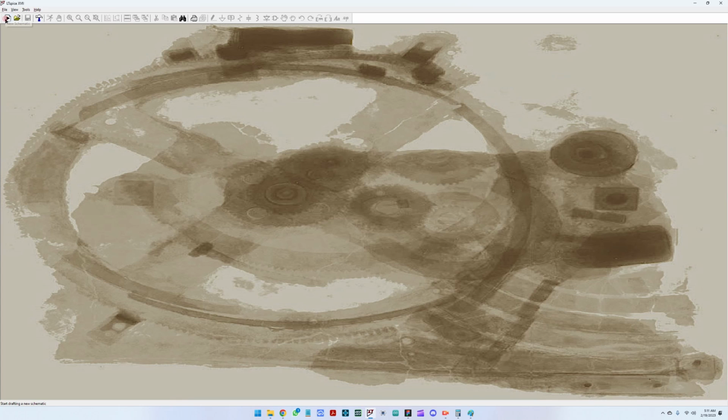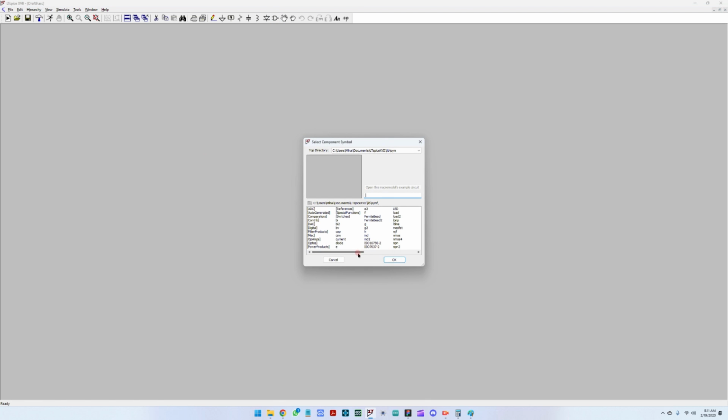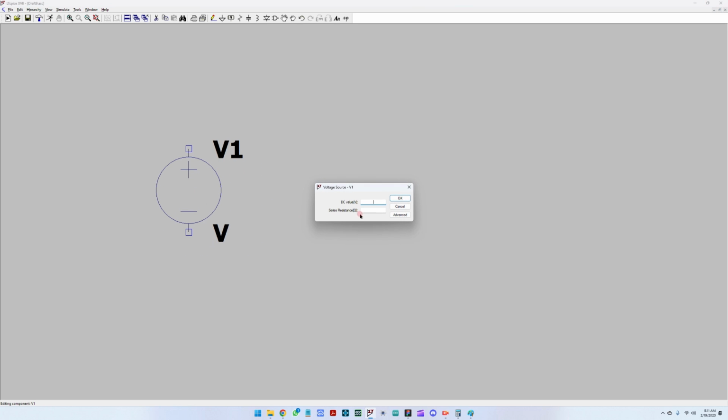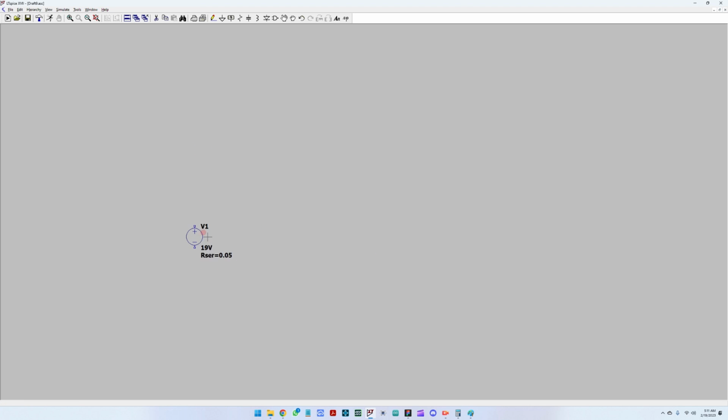Okay, so let's create a new schematic. And for the schematic, let's first add the power supplies. So let's go here, select voltage. So let's place a voltage power supply of 19 volts. And let's use 50 milliohm resistance, which is quite often seen in these switching power supplies.